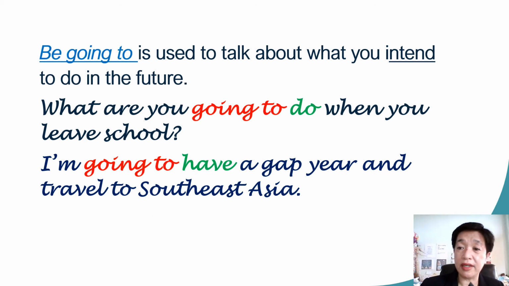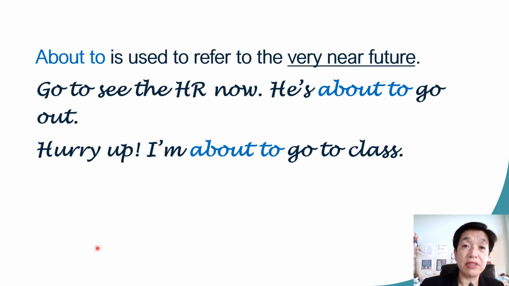And the third one is about to. You only use this when you refer to the very near future, something that's happening in a few minutes or in a couple of hours. Like when you say, go to see the HR now, it's about to go out. Or you say to somebody, hurry up, I'm about to go to class.